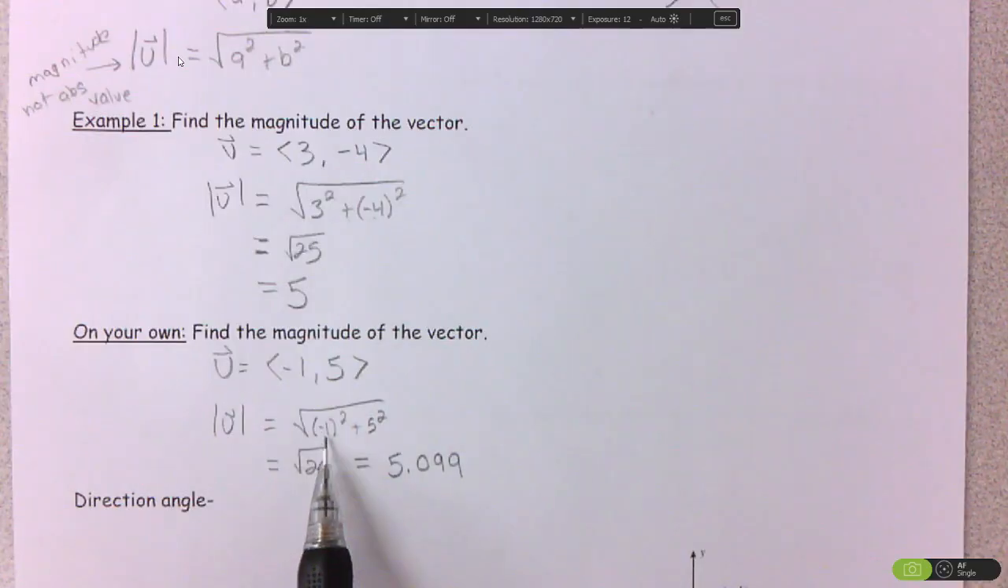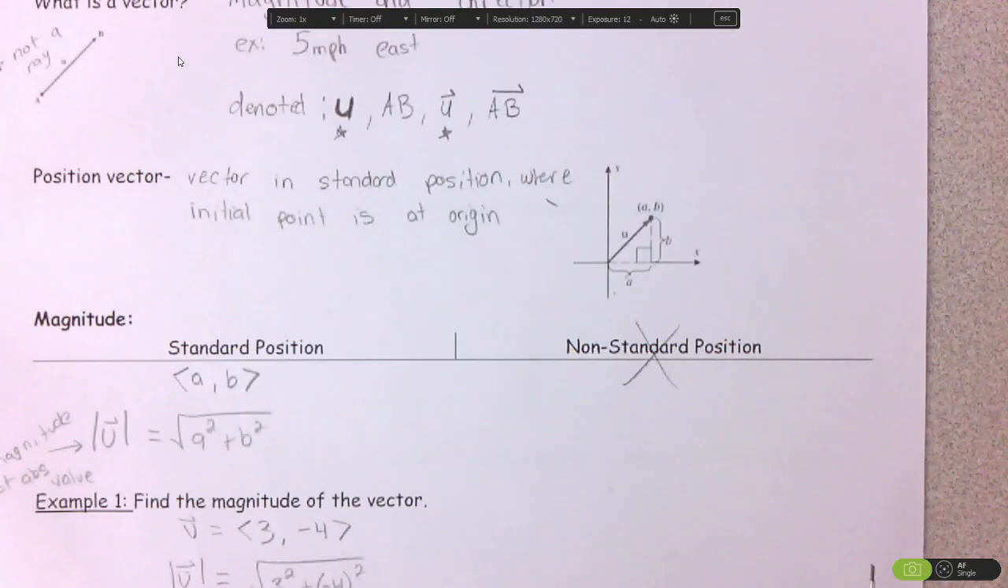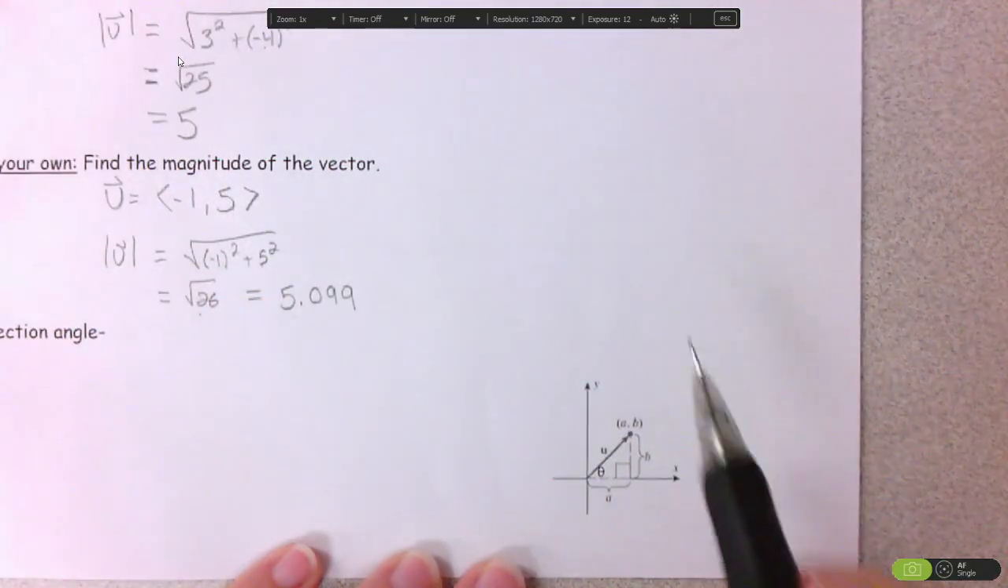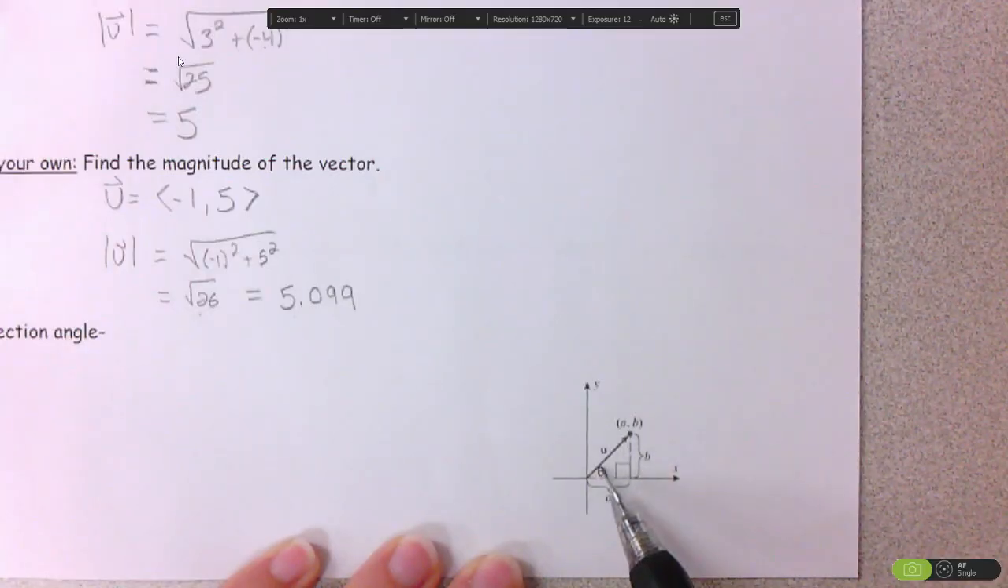So if we plug them in, the -1 goes in parentheses because it's a negative, and then (-1)² + 5² equals the square root of 26, which gets me 5.099. Okay? So all of these vectors will have a direction. So I have the picture down here. This was my vector, but now this is going to be the direction.